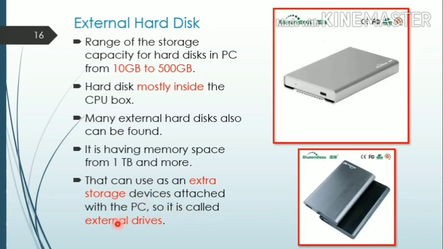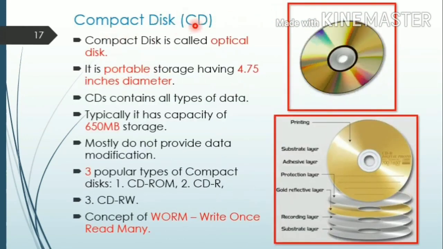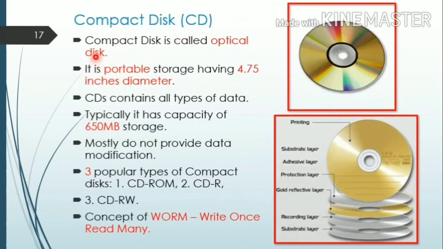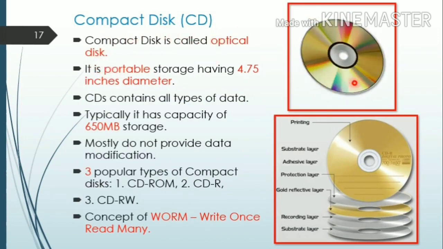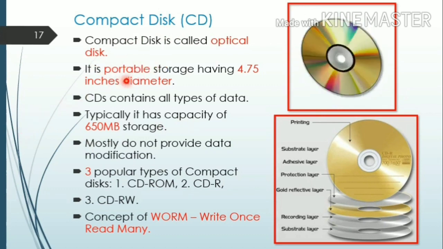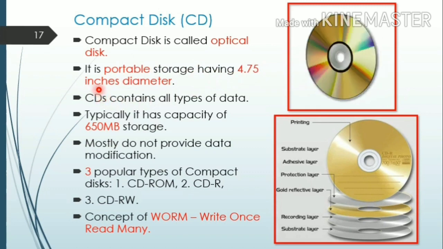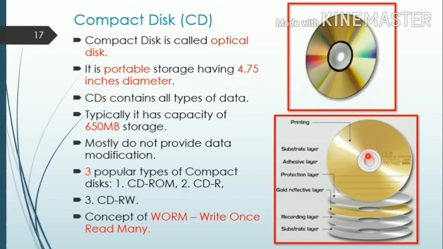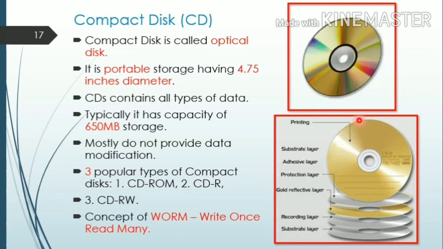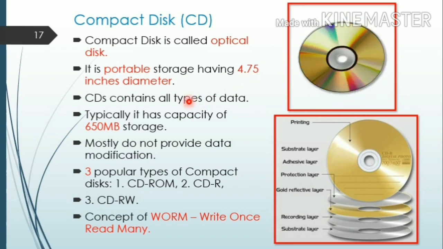So it is called an external drive. Now, compact disc, short form CD. A compact disc is called an optical disc. This is an optical disc you are watching on the screen. It is portable storage, having a 4.7 inch diameter from the center; from the edges, you just watch it on screen, it is a 7.5 inch diameter.